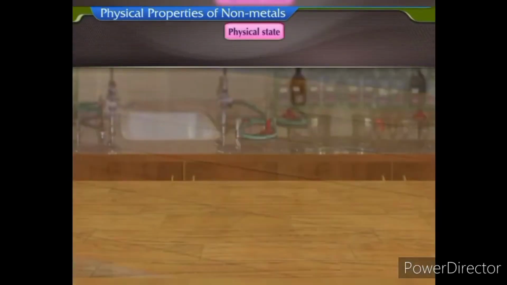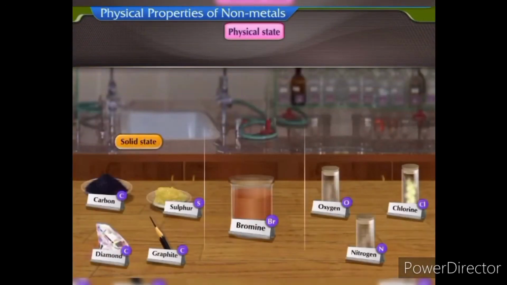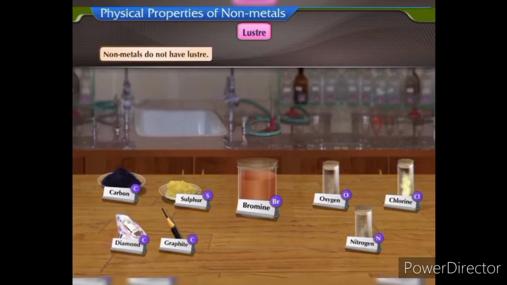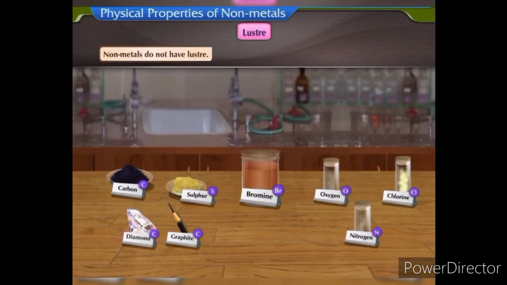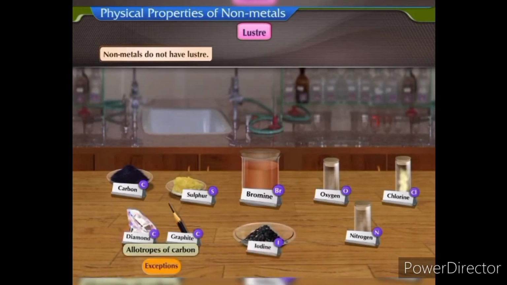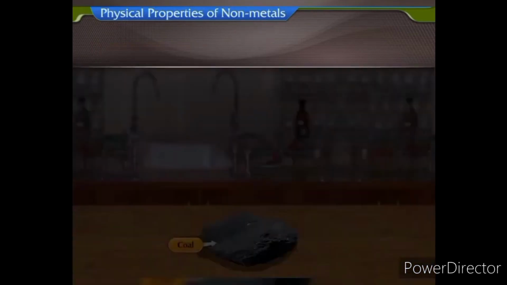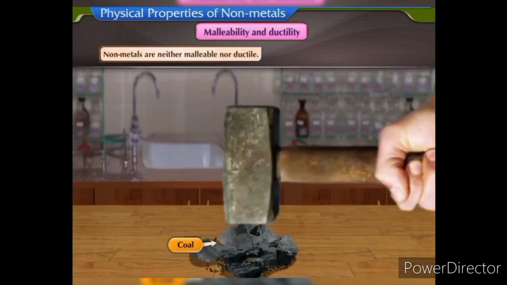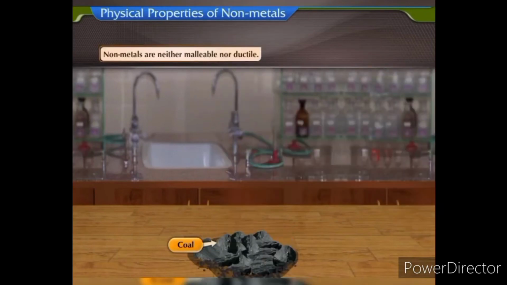Physical state. Non-metals are either in the solid state or the gaseous state. Bromine is an exception. It exists in the liquid state. Luster. Non-metals do not have luster. Graphite and diamond, which are allotropes of carbon, are exceptions. Iodine is also an exception. They all have luster. Malleability and ductility. Non-metals are neither malleable nor ductile.